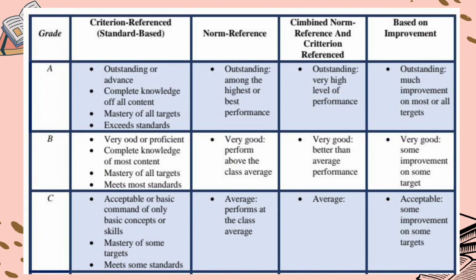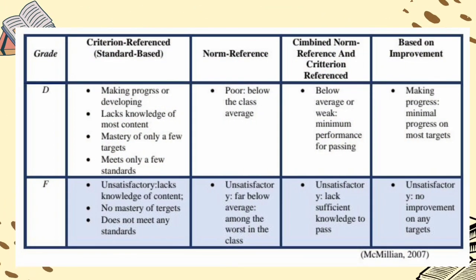narrative. The table shown is how letter grade is used as the grading method in criterion reference, norm reference, combined norm and criterion reference, and based on improvement by using a 5-level grading scale, which is from A grade to F grade and guided by each description.